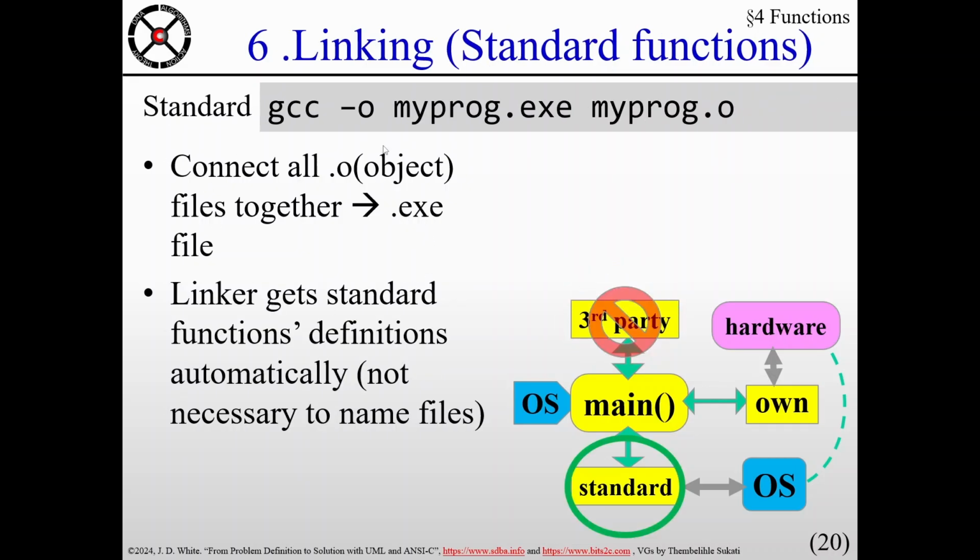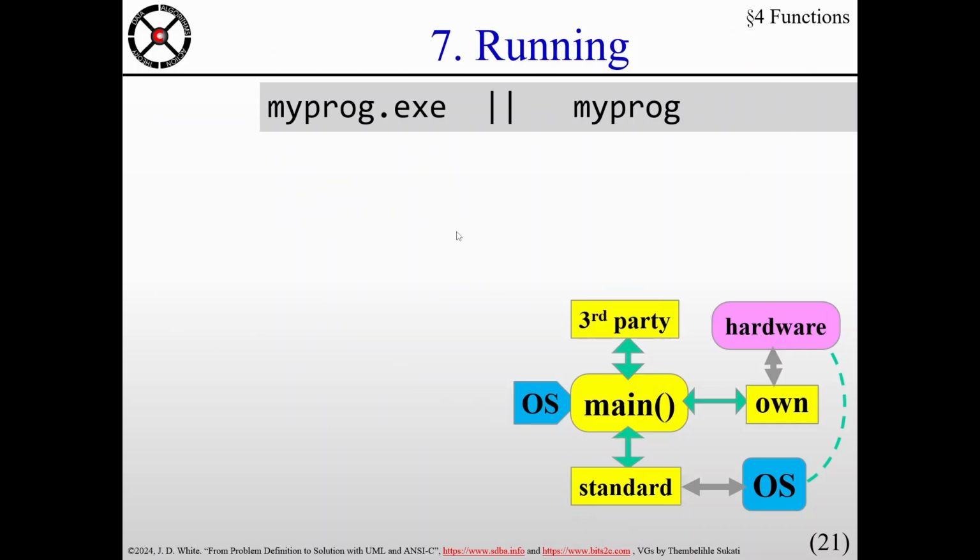If I'm linking to standard functions, in other words, I have no third party, it's just my own function and standard functions, in this case all I have to do is use my own file, and the linker looks itself. It can find fprintf.o by itself. It doesn't need you to tell it where it is because it's a standard function. It's automatic. So you don't have to bother putting stdio.o at the end. You don't need that. It's a standard function. And finally, we can run our programs either by typing myprog.exe or myprog.